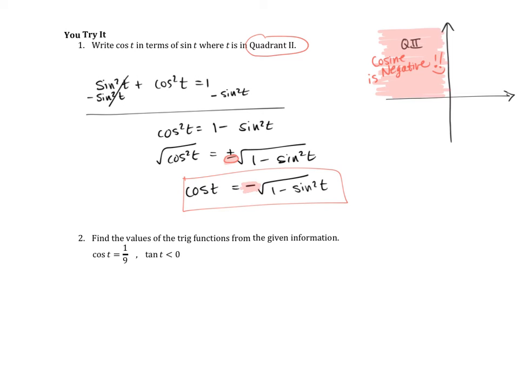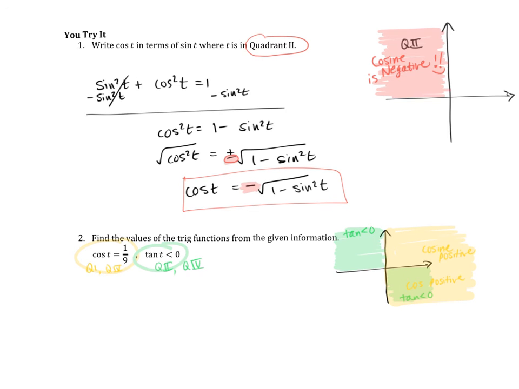Again, just pause. You're trying to figure out where in the circle you are based on these two clues. Cosine of t is positive and tangent is negative. And now you're going to find all the trig values. Okay, go ahead and pause. Work on it on your own.